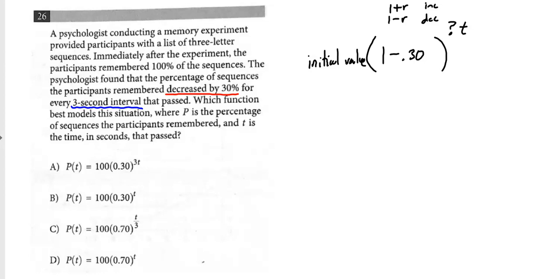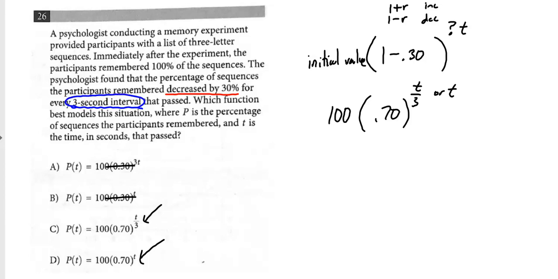So our initial value of people, or our percentage, was 100. And this would be 0.70. So I know right away these two answers are not right because they didn't do the 1 minus part. But now I have to make a decision. Which one of these is it? Is it t over 3? Or is it just plain old t? All right, that's my decision. Well, let's dig in a little deeper. And that's where this 3-second interval comes in. I don't decrease 30% until after 3 seconds.